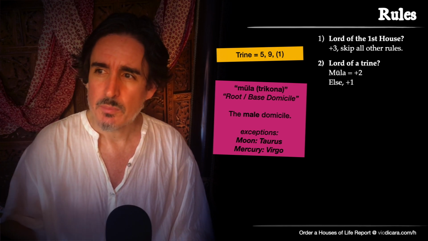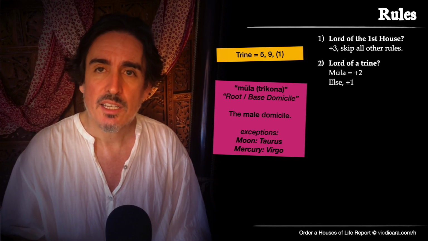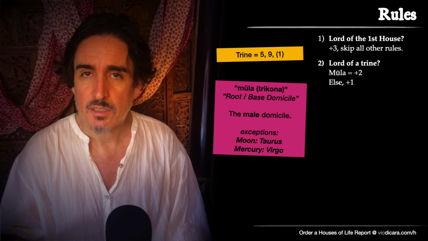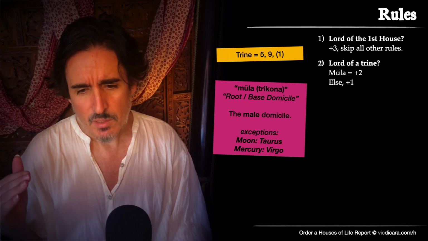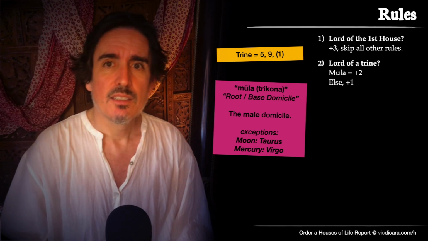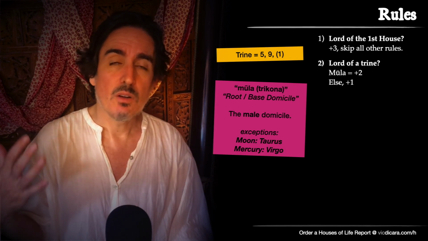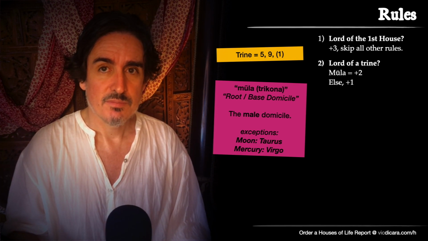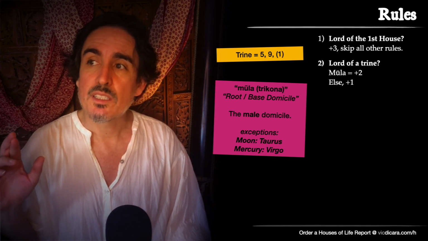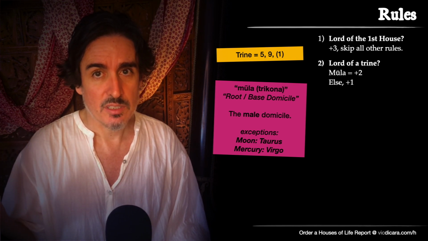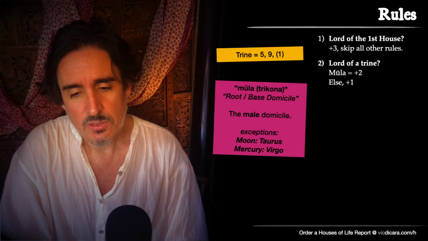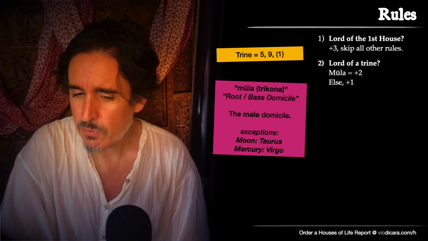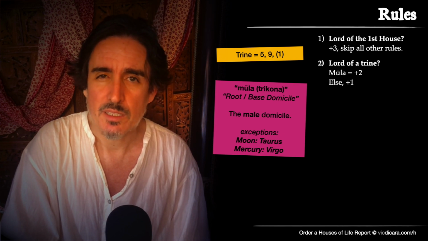So basically the rule is simple. Does the male sign own a trine? If so, it's +2. Does the female sign own a trine? If so, it's +1. But the two exceptions to the rule are Moon and Mercury. Moon doesn't own a male sign, so we consider its exaltation sign, Taurus, to be the root. And then Mercury is also an exception because Mercury gets more strength from femininity.